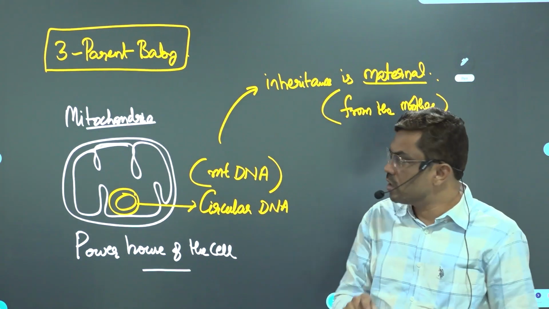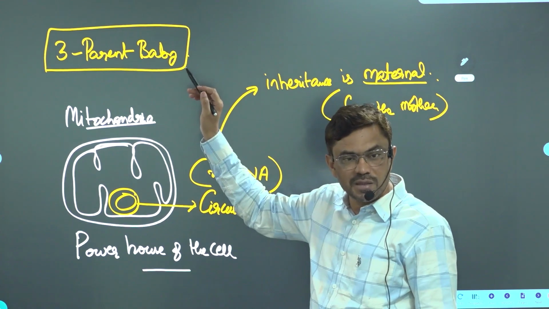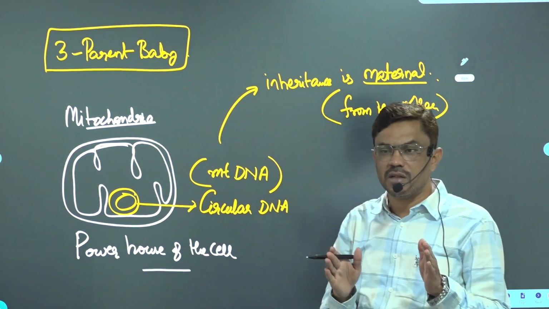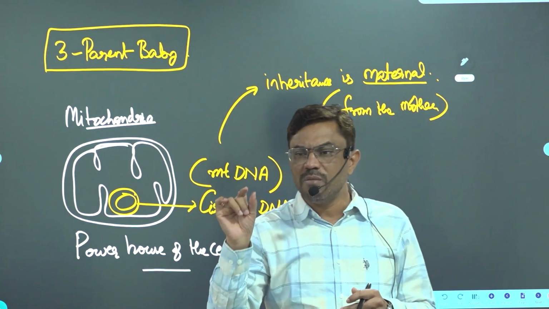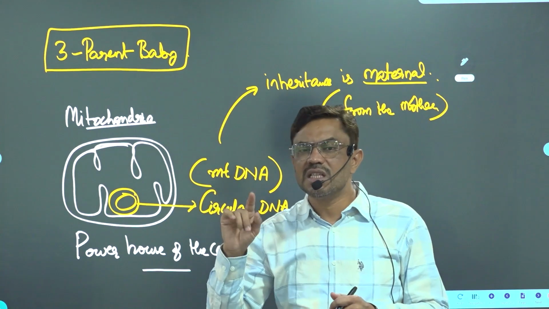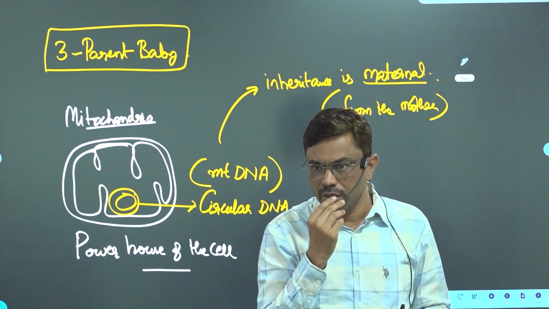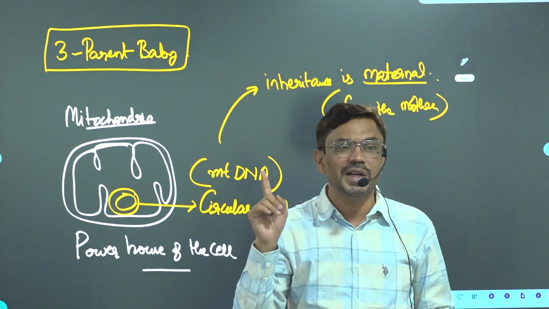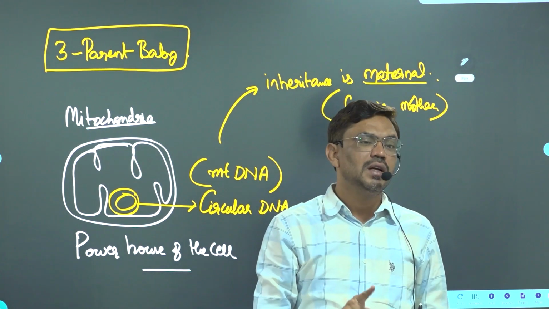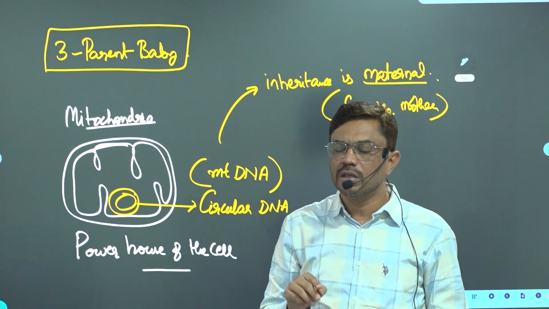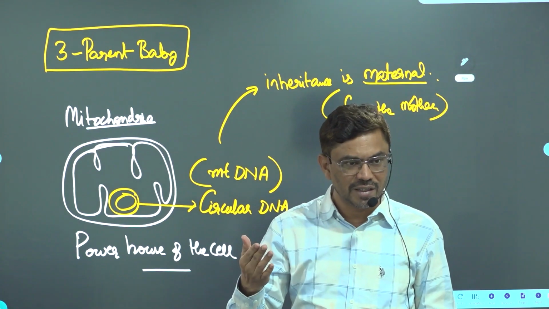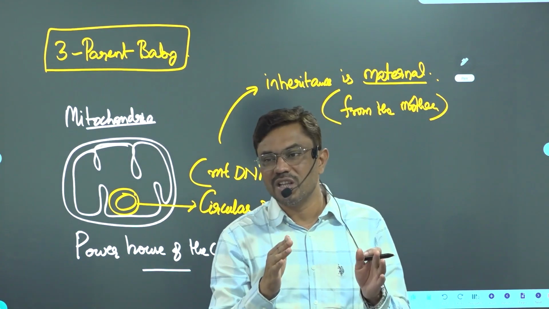scientists have brought a concept called the three-parent baby concept. In this concept, the abnormal mitochondrial DNA of the mother is replaced with the donor mother's mitochondrial DNA. So the abnormal mitochondrial DNA of the original mother is replaced with the donor's mitochondrial DNA. Then this concept we call the three-parent baby concept.